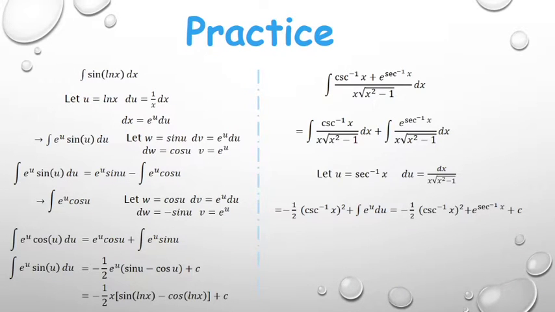Let's look at another example of a practice question. The one on the left, we have the integral of sine of ln of x dx. Again, we use substitution to change ln x in terms of u, and then we use integration by parts. We use integration by parts again, and then we get the answer. And of course, we have to remember to change everything back in terms of x.